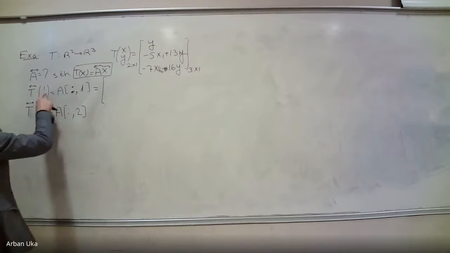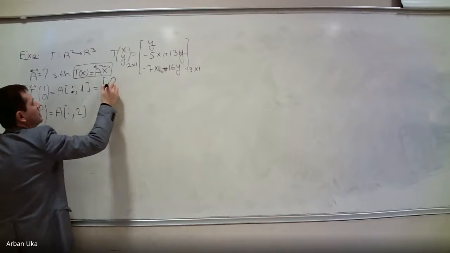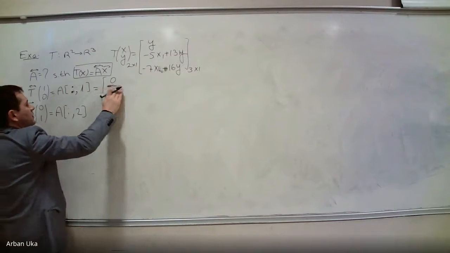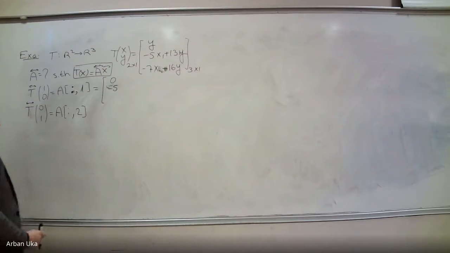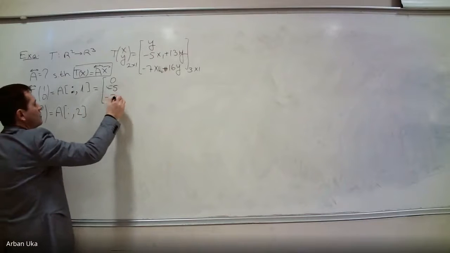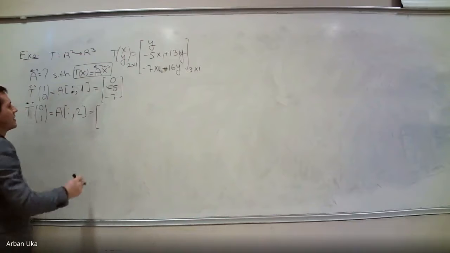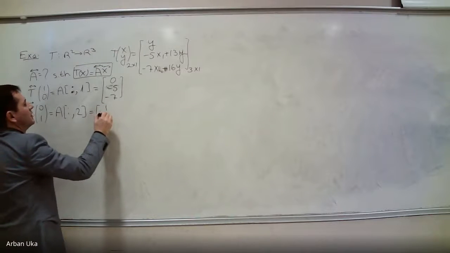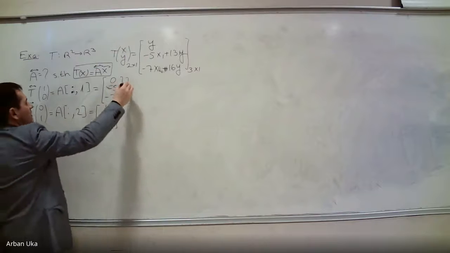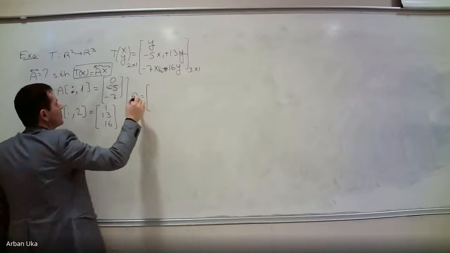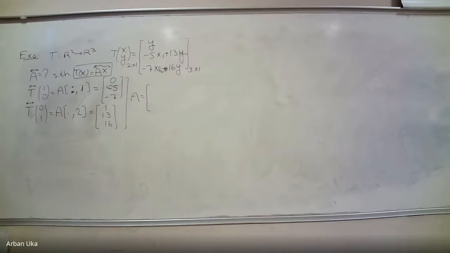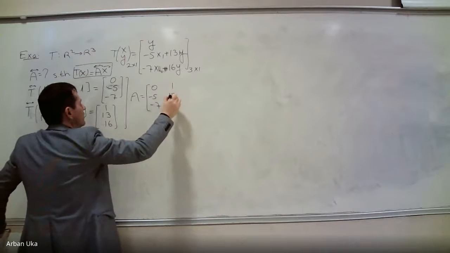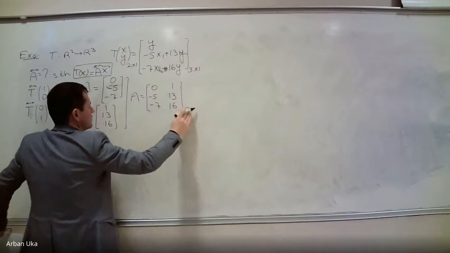If we apply here (1, 0), we get 0, wait, this is wrong, 0, minus 5, and minus 7. We have to look at the coefficient of x. The second column of A, for (0, 1), is 1, 13, 16. So simply, we obtain that the matrix A, which represents the linear transformation T in the standard basis, is: the first column 0, minus 5, minus 7, and the other column 1, 13, and 16. So we have a matrix which is 3 by 2.